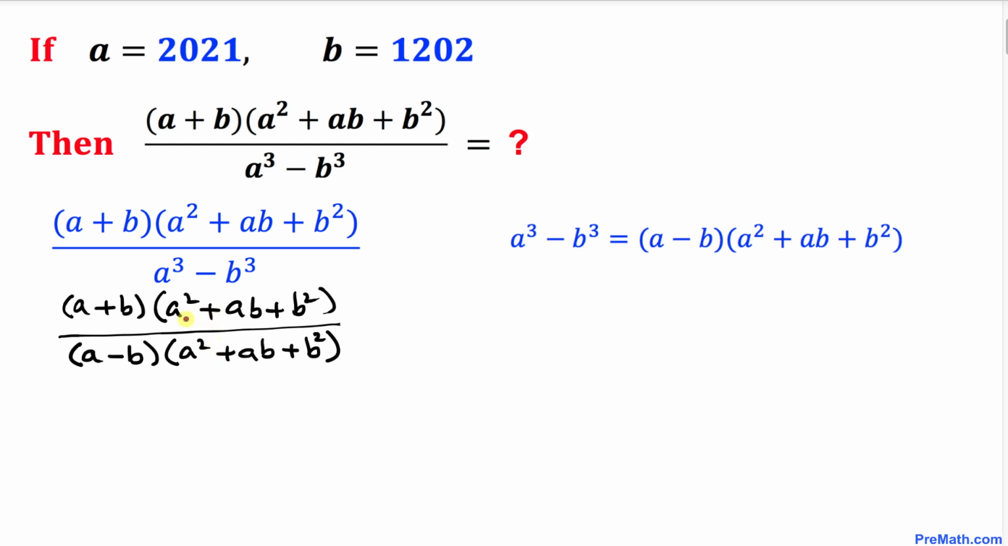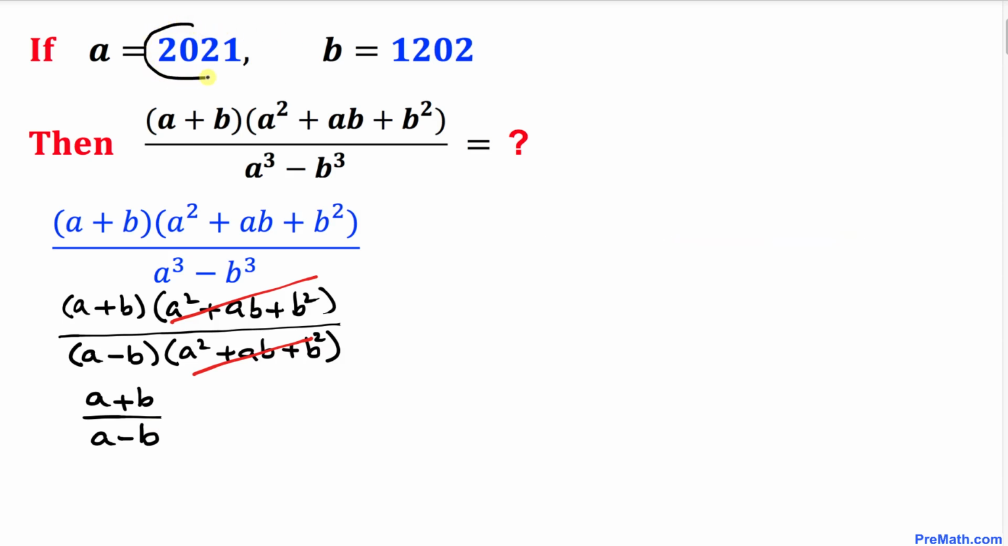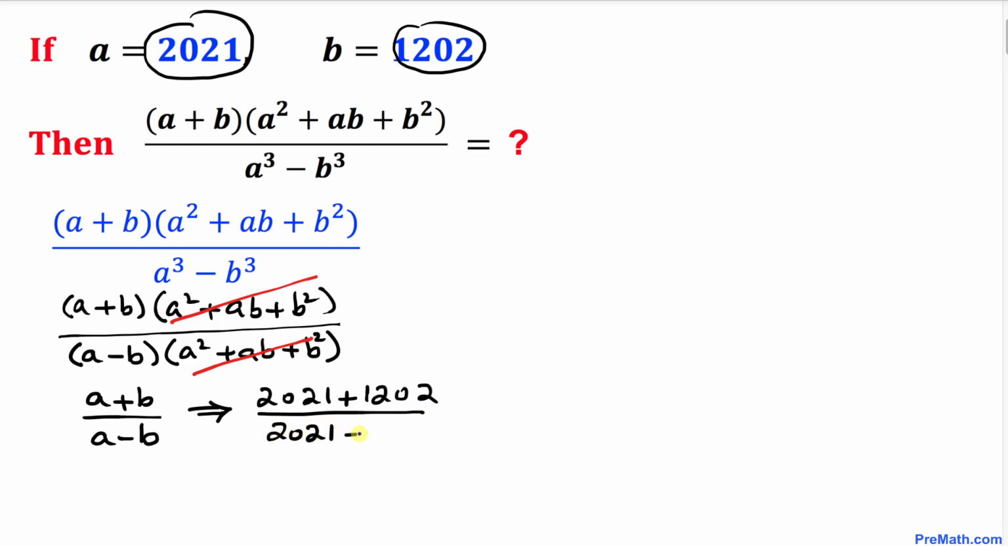Now we can see that this numerator part and this part cancel each other out. So we ended up with simply A plus B on the top and A minus B at the denominator. And now we know that our A value is 2021 and our B value is 1202. We can just simply fill in the blanks. So we can just write it 2021 plus 1202 divided by 2021 minus 1202.